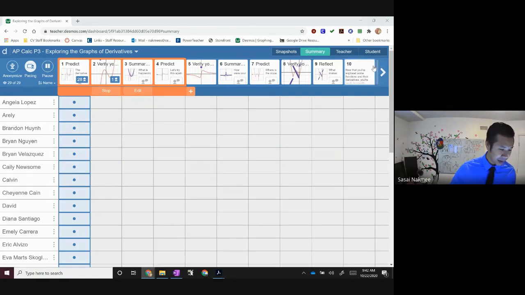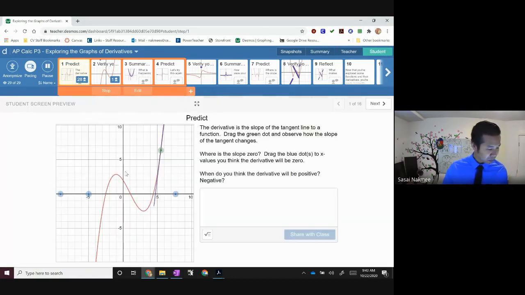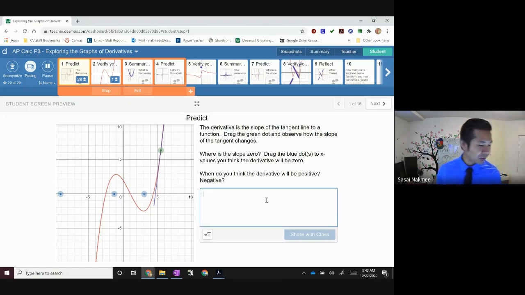Okay, so once you move the blue dots, the last part is I want you to write down when you think the derivative will be positive and when you think the derivative will be negative. Just type that out and share. Once you hit share with the class, you can hit the next slide. I see some of you are still doing it. Hit the next slide and you can verify your answer once you share with the class.